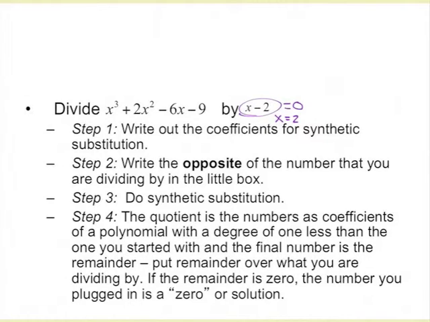So let's get a blank board, and we'll go through this example. Once again, there's some space at the bottom of that column in your notes. So we are told to divide this by x minus 2. So we're going to set up our coefficients for synthetic substitution. When we did that, we looked for our highest power of x, which is x cubed. And then we count our way down. We write our coefficients, 1, 2, -6, and -9.